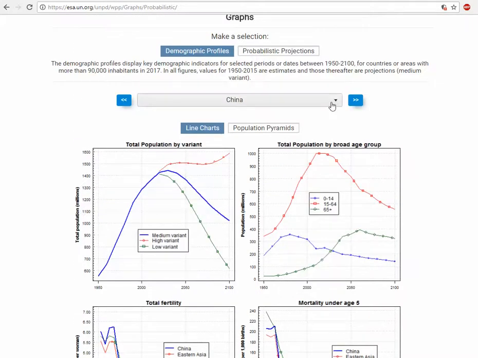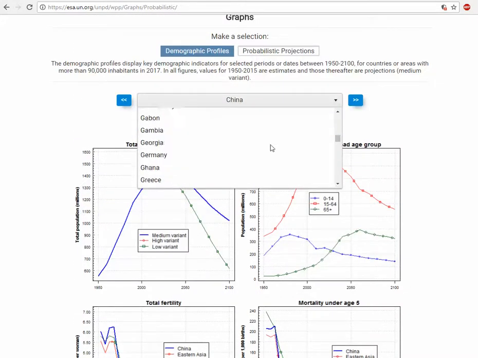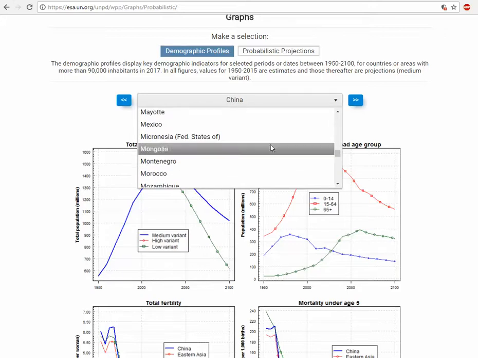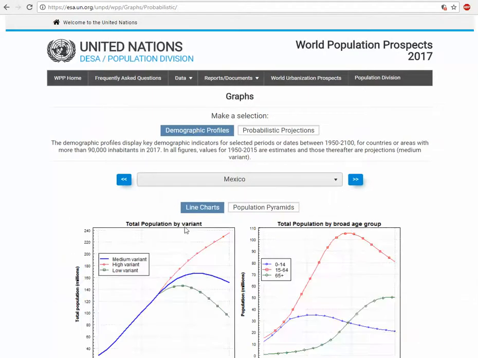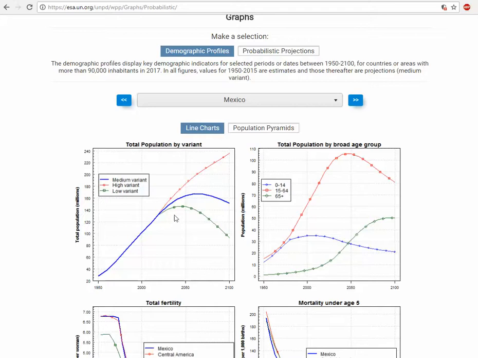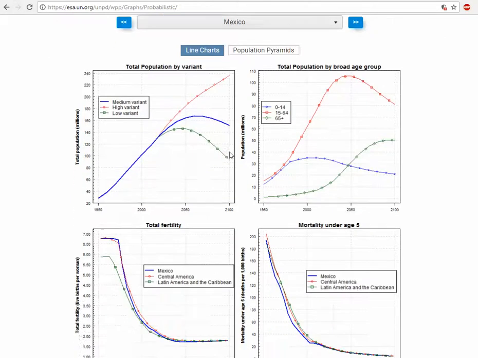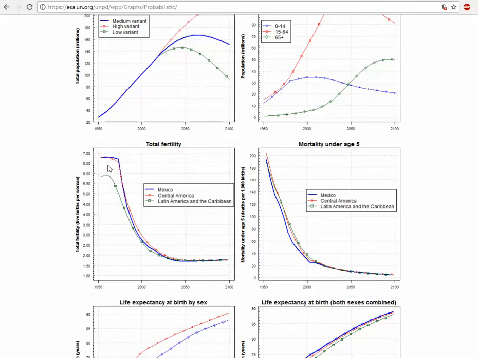Let's take a look at Mexico. Alright, here we go. And we'll go through this a little bit quicker. So again, total population by variant. You can see that for the low variant and the expected model, the population is expected to decline. High variant continues to increase. If you look at total fertility, blue shows Mexico, red shows Central America, and green is Latin America and the Caribbean. And again, it's expected to fall below that 2.1 replacement level, as shown here with the medium variant decreasing.